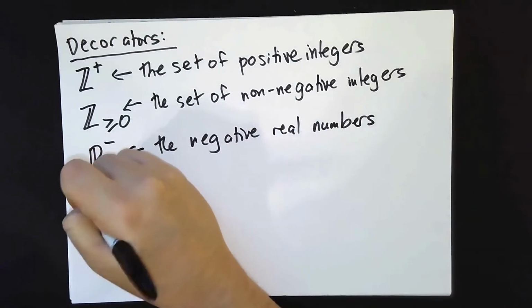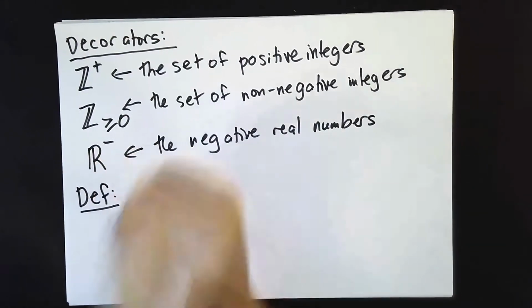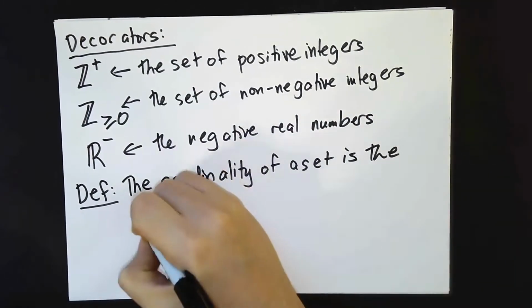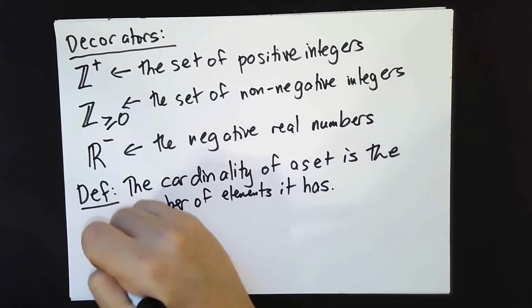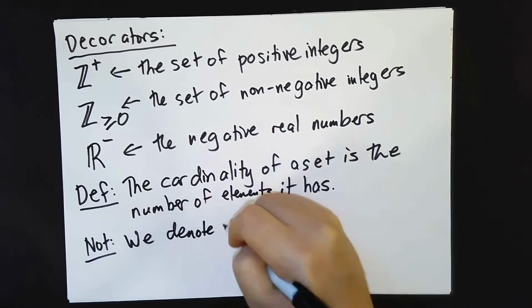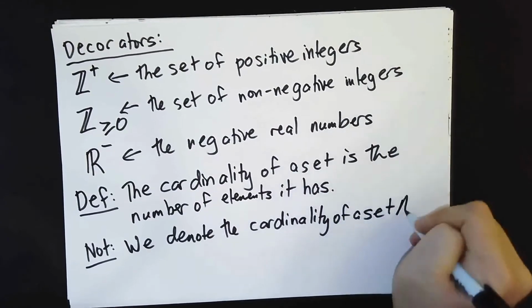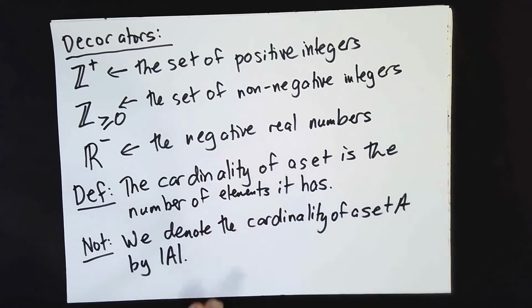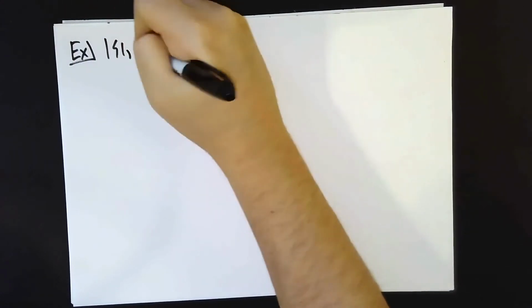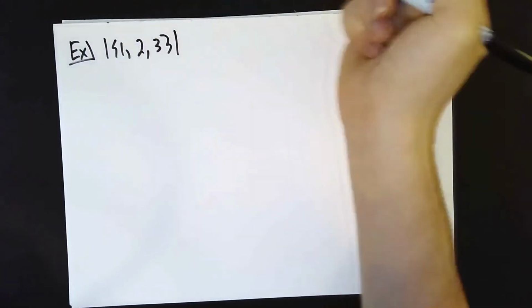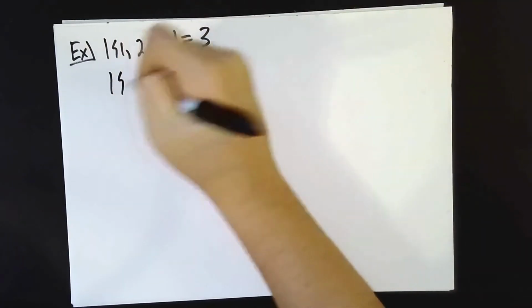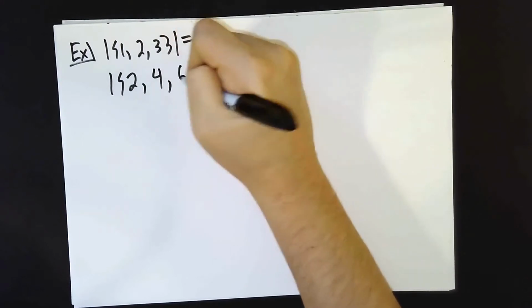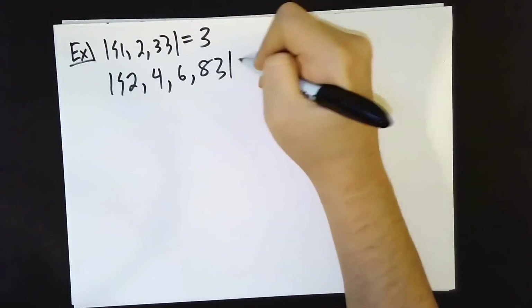Additionally, we have this idea called the cardinality of a set. And the cardinality of a set is just the number of elements it has. And just as a matter of notation, we denote the cardinality of a set A by putting absolute value bars around it. So, for example, the cardinality of the set {1, 2, 3} is 3. And likewise, the cardinality of some set like {2, 4, 6, 8} would be 4.